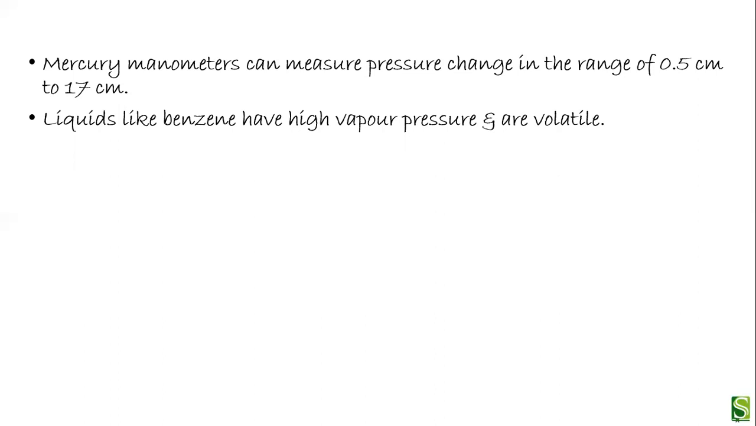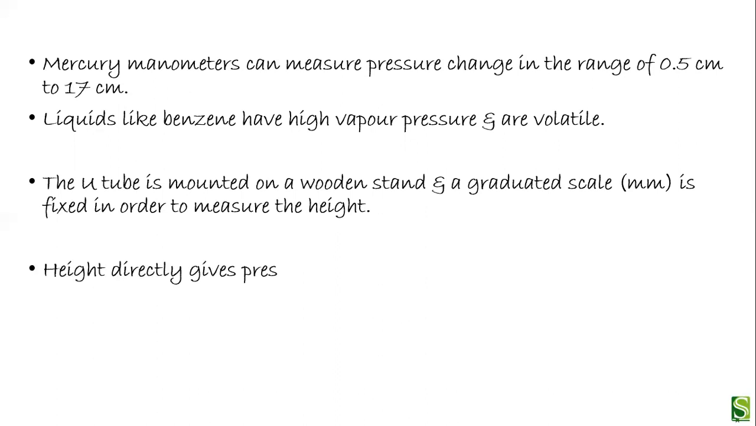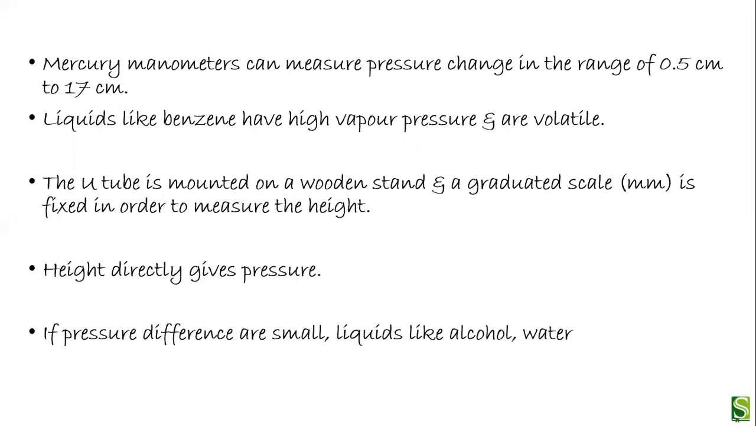Liquids like benzene have high vapor pressure and are volatile. The U tube is mounted on a wooden stand, and as I told you, a graduated scale in mm is fixed in order to measure the height. The height directly gives you the pressure. If pressure differences are small, liquids like alcohol, water and carbon tetrachloride are also used.